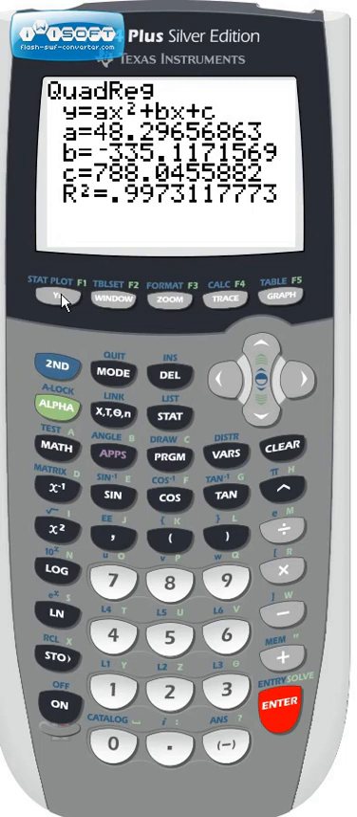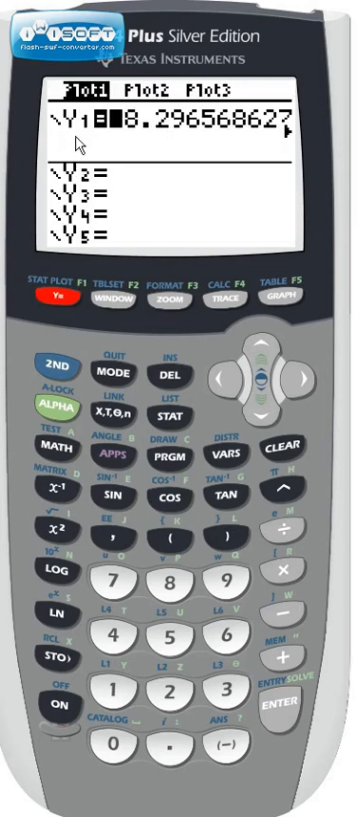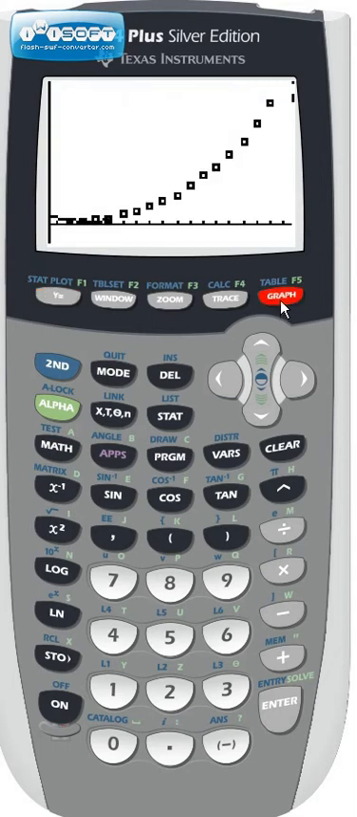So now let's go to y equals and make sure that I have something under my y equals. I've taken the quadratic regression and inserted it under y1. And now when I press graph, I have a visual of the model plotted against the data points. So this model is a reasonable fit for this data.